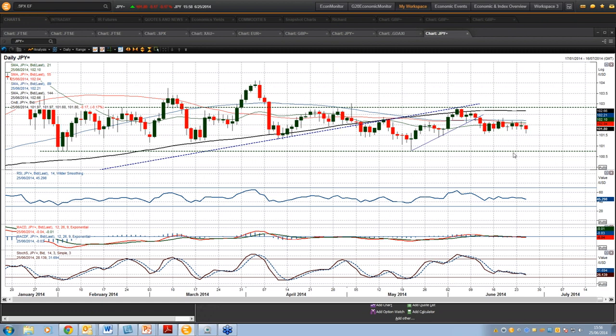I still think 102 pivot, 102 big figure is a big pivot level, and any move towards 102 you could argue is a selling opportunity, but certainly I'm clutching at straws a bit here still, so it's basically still going sideways. Not a great deal going on there.